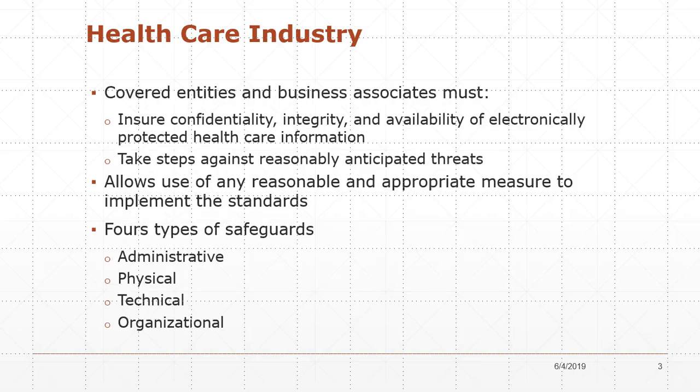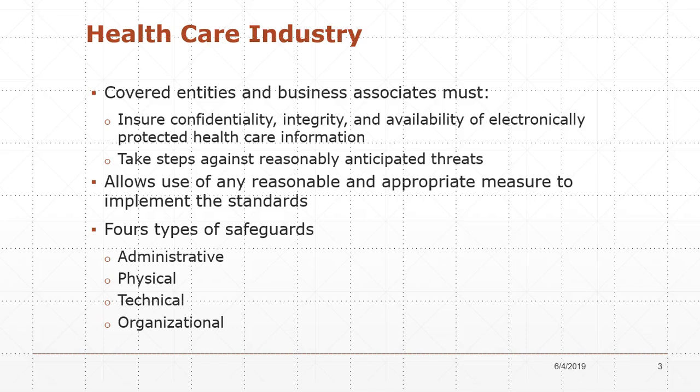Covered entities and business associates must ensure the confidentiality, integrity, and availability of electronically protected healthcare information. This is the same confidentiality, integrity, and availability that we've had in the security industry for as long as I've been in the industry. But you must take steps to reasonably prevent anticipated threats. And always use any reasonable and appropriate measures to implement the standards of HIPAA.